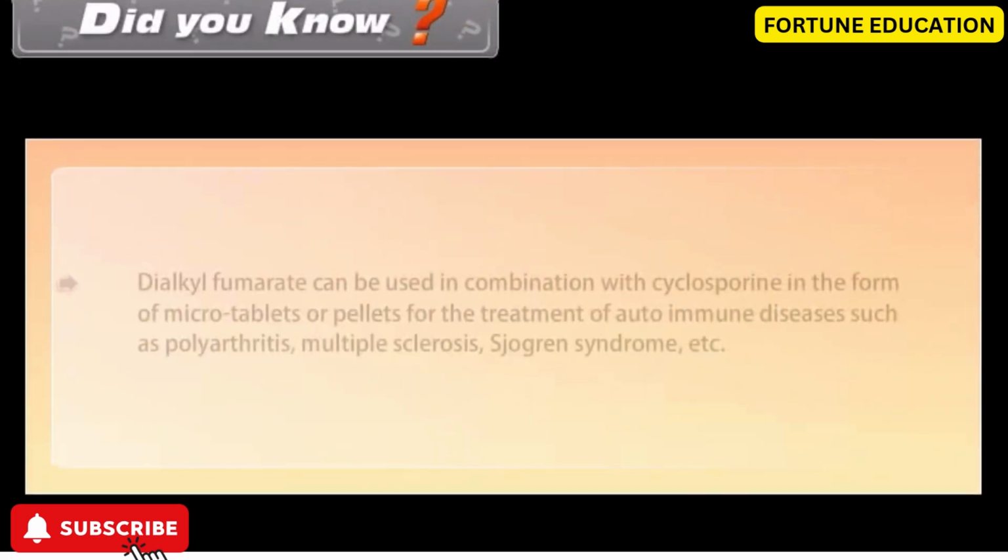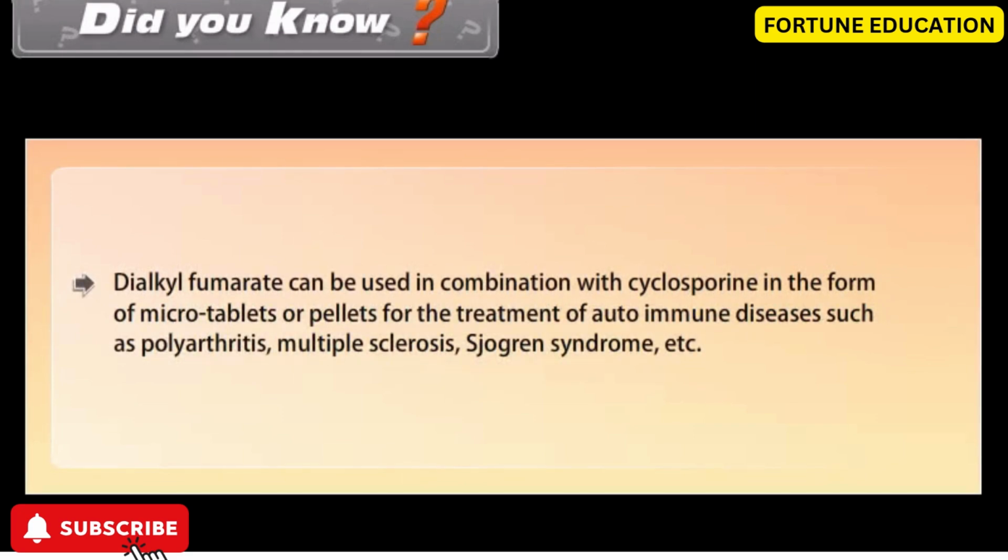Did you know dialkyl fumarate can be used in combination with cyclosporin in the form of microtablets or pellets for the treatment of autoimmune diseases such as polyarthritis, multiple sclerosis, Sjogren syndrome, etc.?